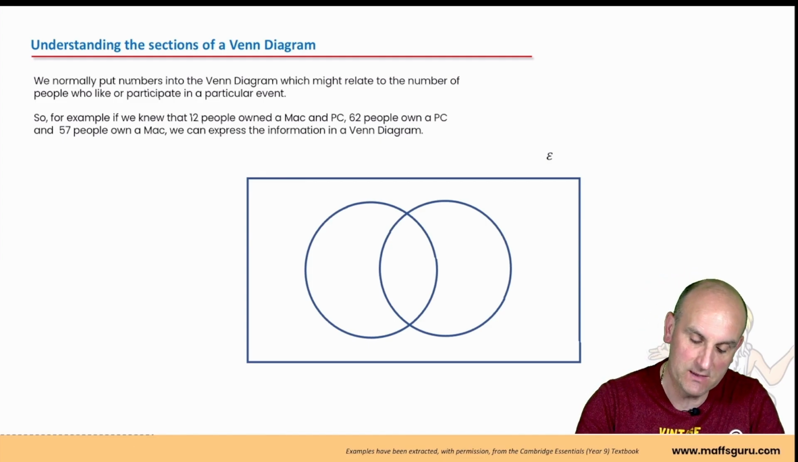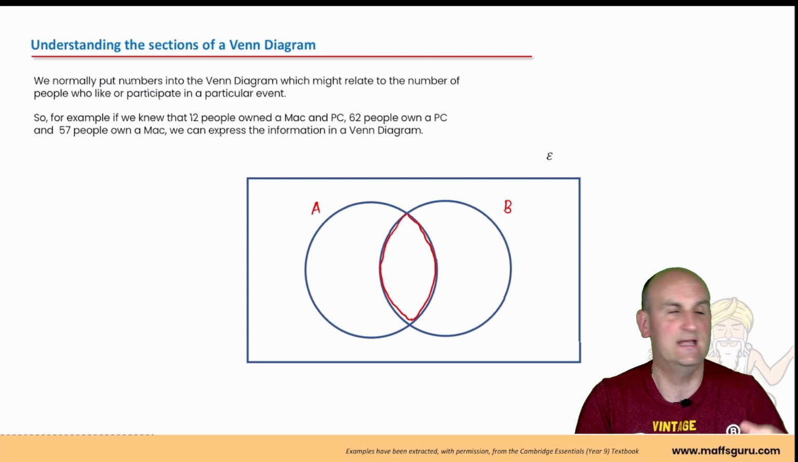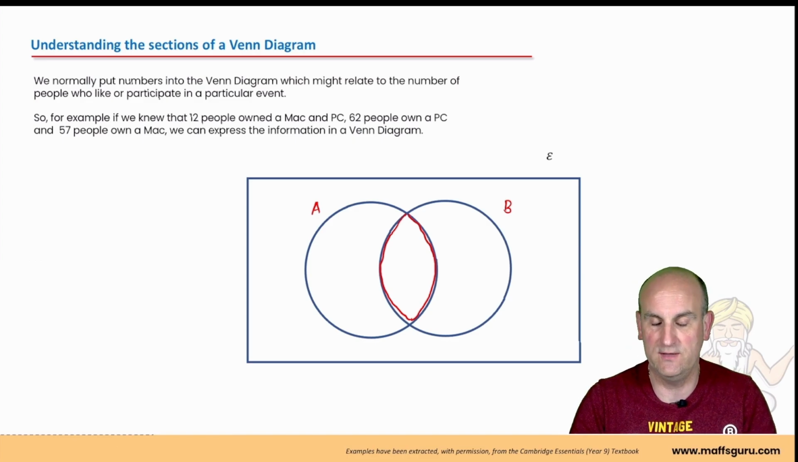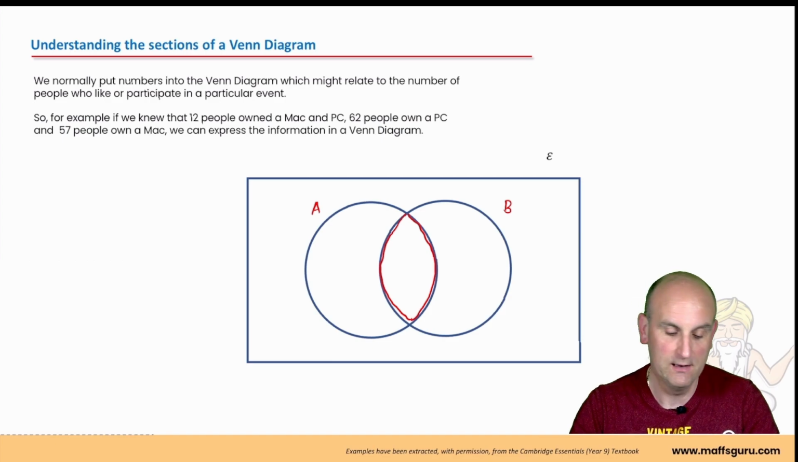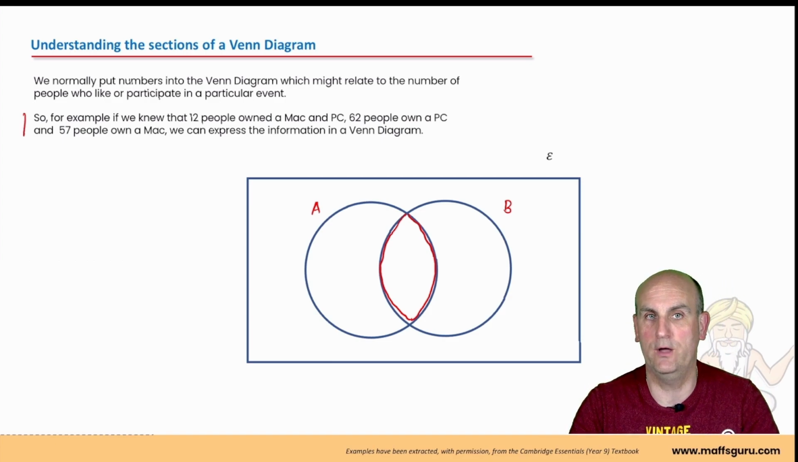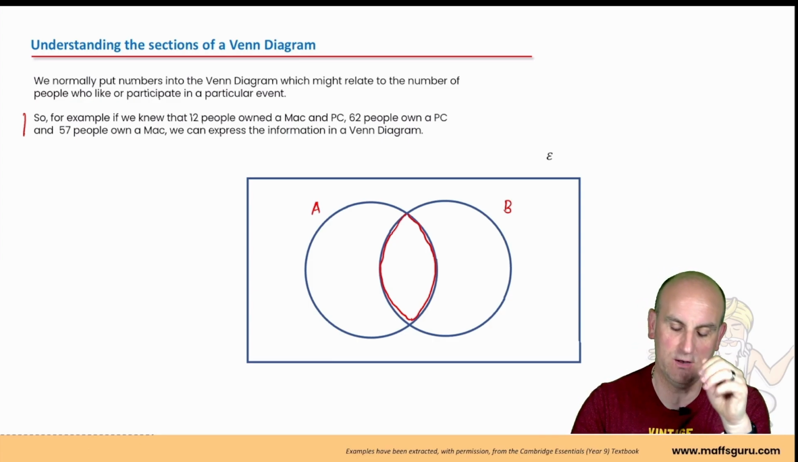And as I say here, the section in the middle, this little section here that I'm doing in red, is where things overlap. In many cases, I tend to write things down elsewhere so that I know where my overlap is before I put them in the Venn diagram. But before we get to those type of questions, let's look at this one here. We've been given an example where 12 people own a Mac and a PC. That sounds like a bit of an overlap here.